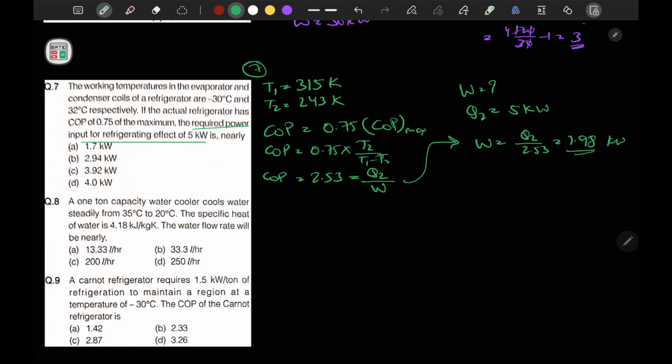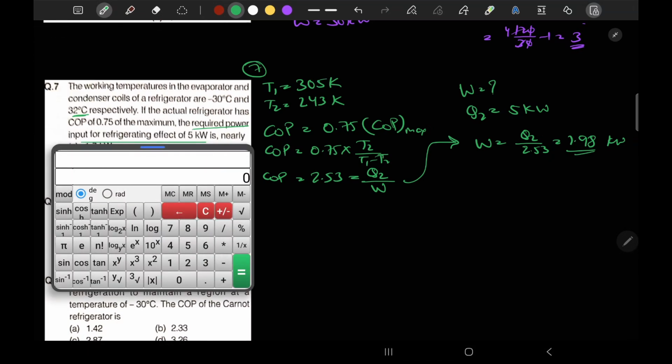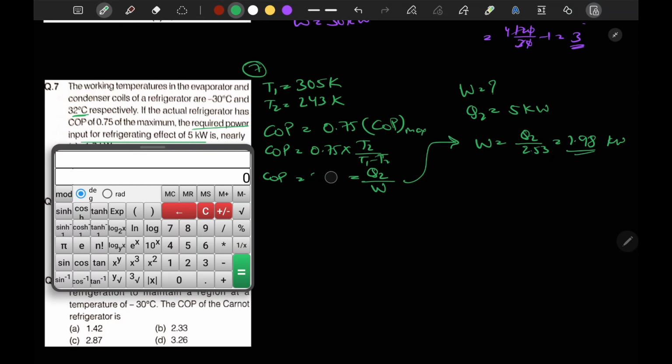Okay, sorry, there is a mistake here. 32 degrees Celsius is 305 Kelvin, so our value of COP will change accordingly. So let me calculate it again.